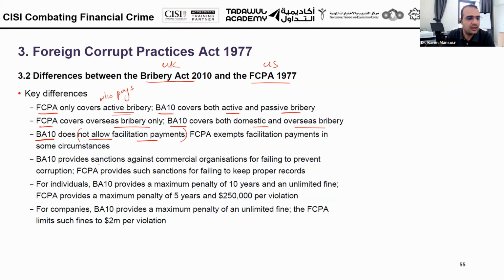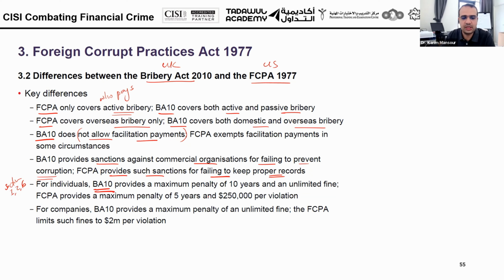In the UK, there are sanctions against companies that fail to prevent corruption. So you need to prove that you have active measures and controls in place to prevent bribery. Whereas in the US, such sanctions are for failing to keep proper records, not for failure to have policies and procedures. For individuals, of course, which we covered under sections 1, 2, and 6.